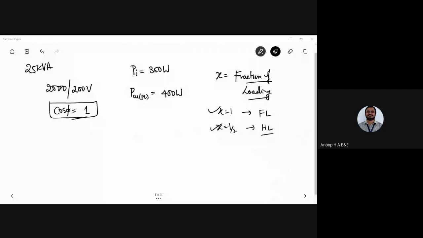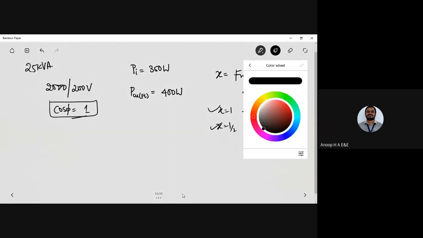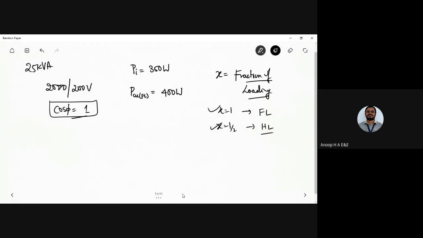This is the problem I told you about regarding efficiency, with respect to the concept here, and it would be quite easy for you to make a note of it. What is the rating of the transformer? That is 25 kVA. PI and PCU you can find out, or it is already given there. There will be a problem where you will be finding out the iron and the copper losses, which we will discuss later.